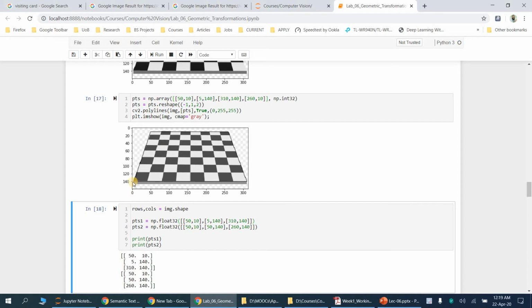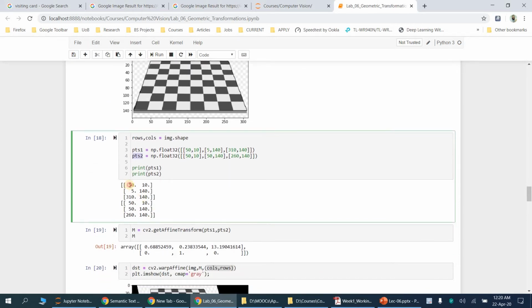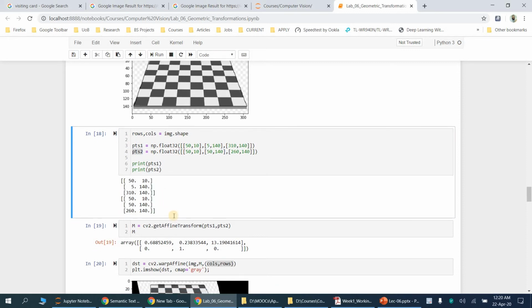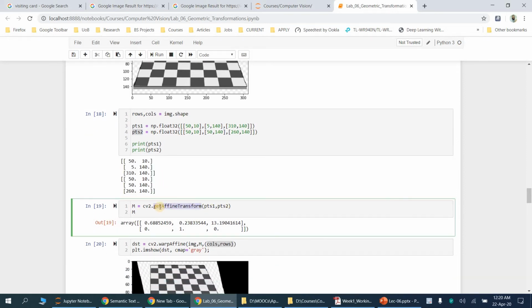So for that purpose, I will select over here 5,140. I move it towards inside and it is 50,140. So the X side is changed. Similarly, on this side, I have 310,140. I move it inside. It is 260 and 140. Okay. So these are the two sets of points. So 3 points in each set. I create two arrays, points 1 and points 2. So you can see over here these two arrays. And I use these two arrays to get my affine transform matrix.